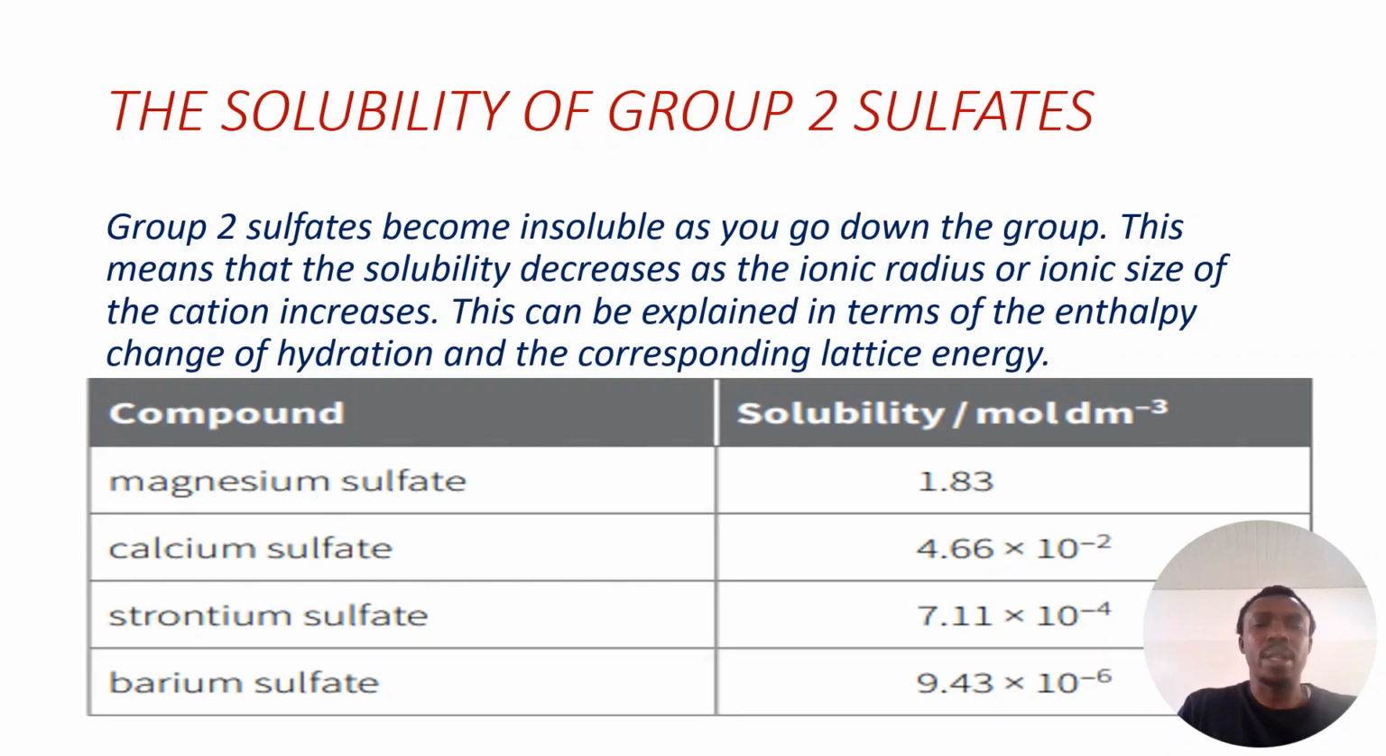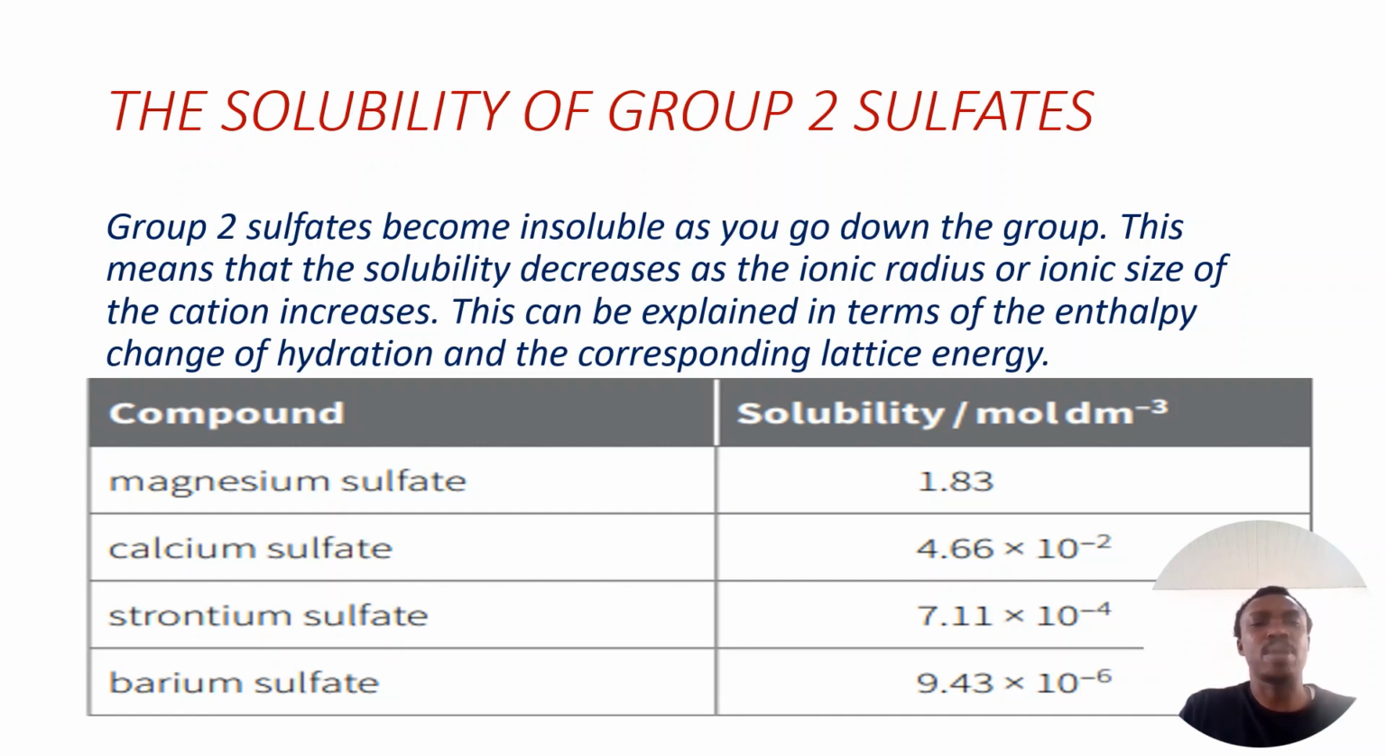So we are starting with the solubility of the group 2 sulfates: magnesium sulfate, calcium sulfate, strontium sulfate, and barium sulfate. Now the group 2 sulfates become insoluble as you go down the group. From the data before us, you discover that as you go down the group, the sulfates become more insoluble in water. So this means that the solubility decreases as the ionic radius or the ionic size of the cation increases, because they are all group 2 cations.